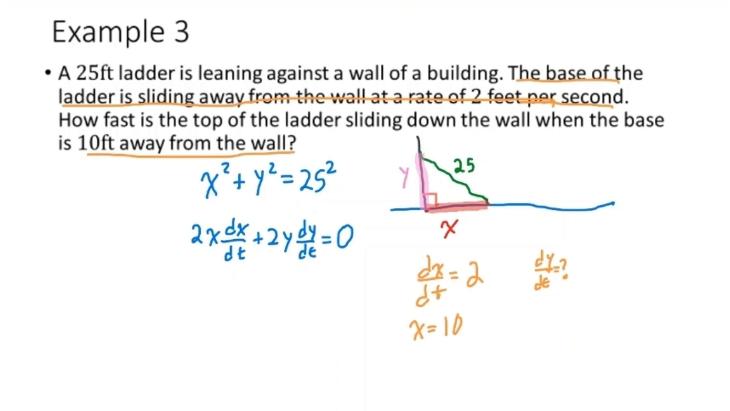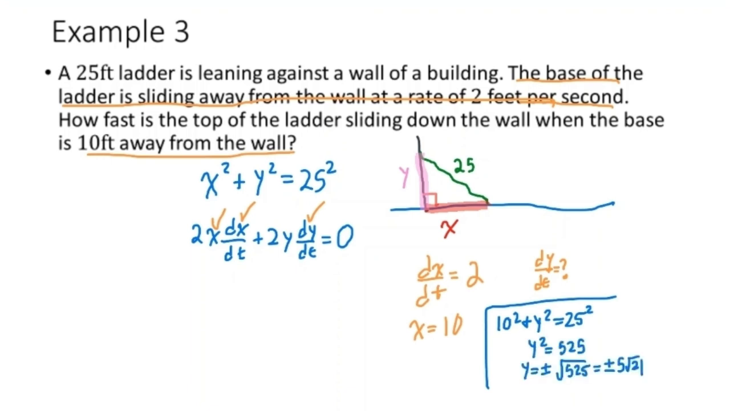If I take a look at my related rates equation, I know x, dx/dt, and dy/dt. The problem is I need to figure out y. To figure out y, I will use our original equation. We'll take our value of x and plug it into our equation. Now we can solve for y. And when we solve for y, we get y equals plus or minus 5 root 21. However, y is supposed to be a positive value since it represents the distance between the top of the ladder and the ground. So our y should be positive 5 root 21. Remember, whenever you take the square root of both sides, do not forget the plus or minus. Determine after you solve for y whether your answer should be positive or negative.